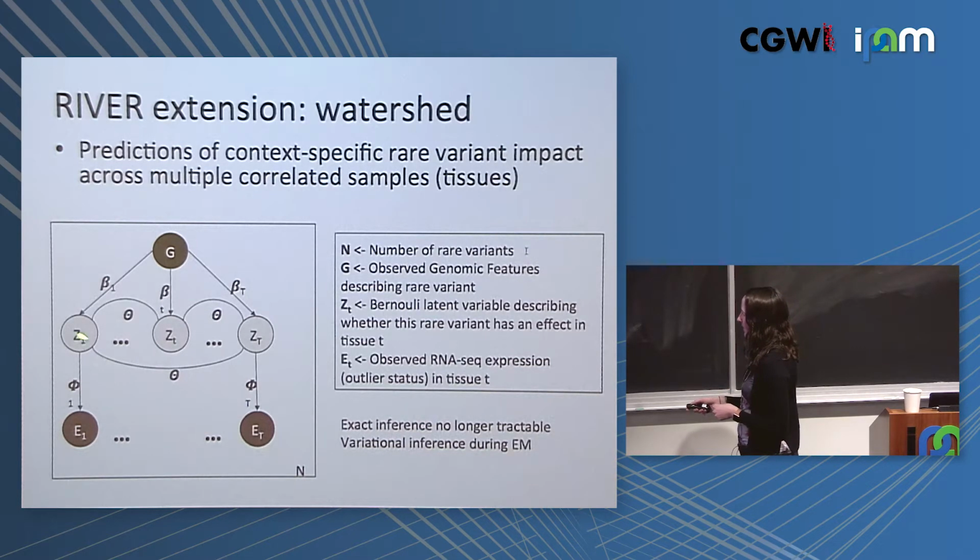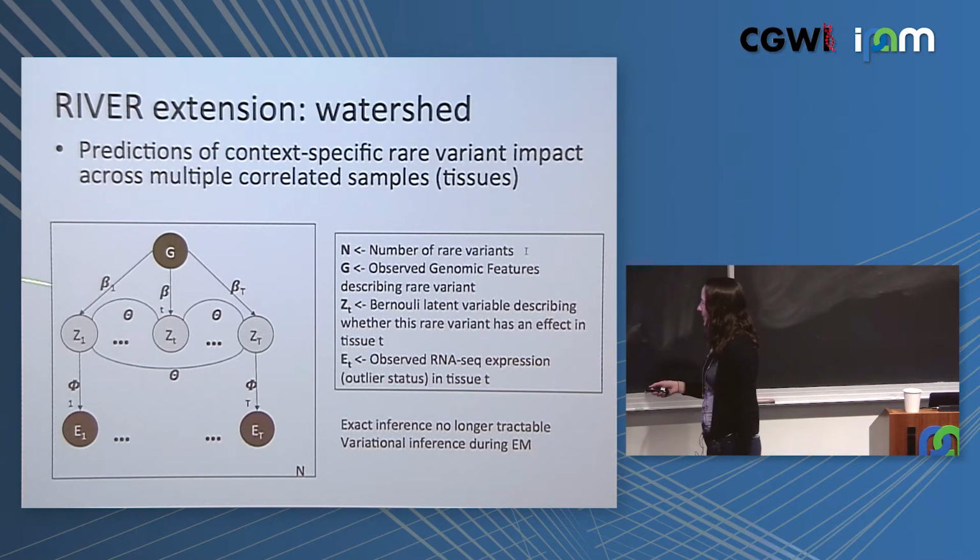So here, instead of a single latent variable that assesses whether a given variant is functional, we actually have one of these latent variables for every context that we're interested in. So in the context of GTEx, this would be, for example, the 43 different tissues that we have RNA sequencing for. Each one of them then is a parent of whether that tissue displays extreme expression levels or not. So there would be T tissues that will have T expression measurements separately and T latent variables of whether or not that rare variant has an effect in that tissue. The genomic annotations for a given rare variant, of course, are shared between all of the tissues here.